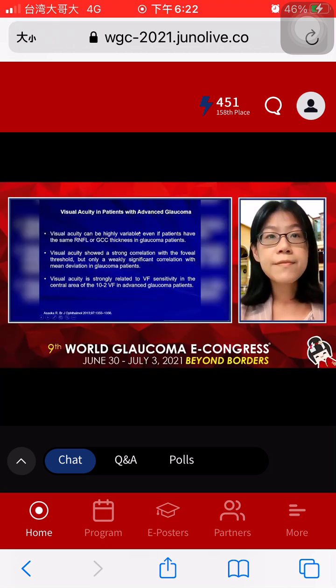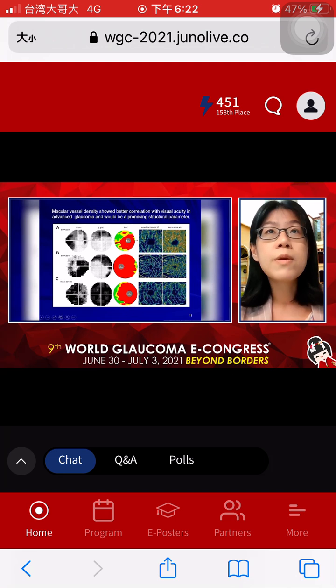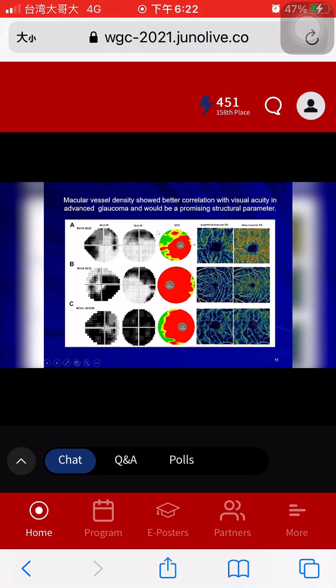Visual acuity in advanced glaucoma patients can be highly variable, even if patients have the same RNFL or GCC thickness. In previous literature, we know visual acuity is strongly related to foveal threshold and the visual field sensitivity in the central area of the 10 degree field. However, it does not correlate well to structural parameters. In our clinical practice, we found macular vessel density shows better correlation with visual acuity in advanced glaucoma and would be a promising structural parameter.